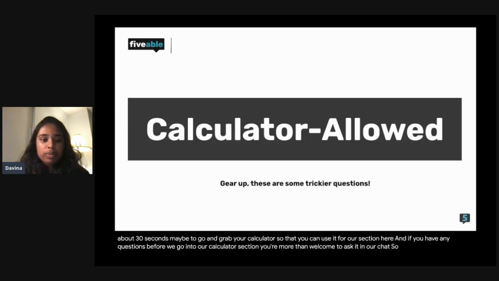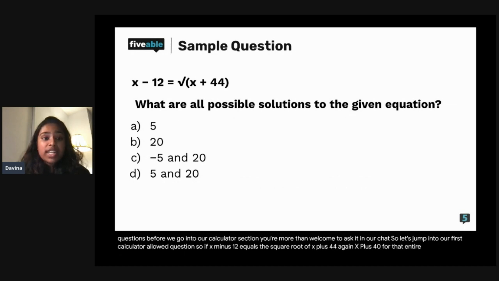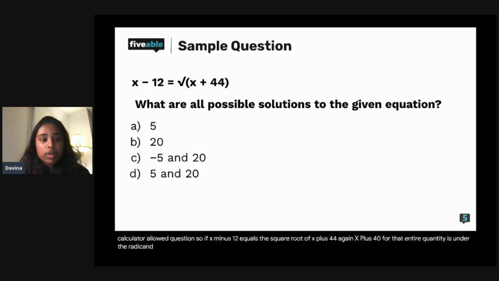All right, so let's jump into our first calculator aloud question. If x minus 12 equals the square root of x plus 44, again, x plus 44, that entire quantity is under the radicand, or under the square root, what are all possible solutions to the given equation?